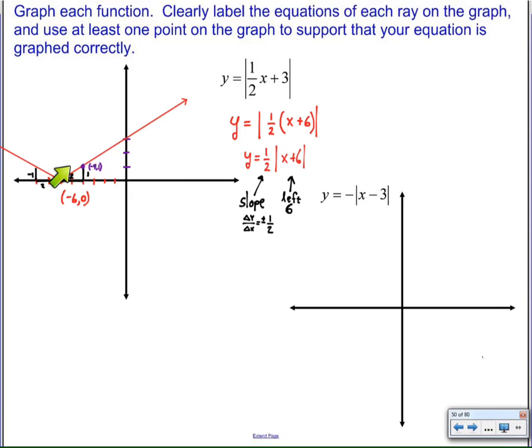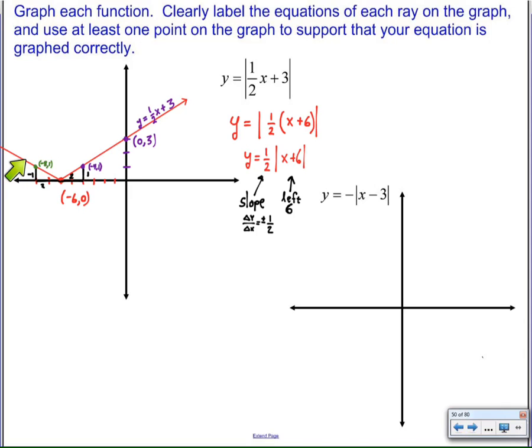Then I label a couple of points to show I'm legit, and also I can count over 2 up 1, over 2 up 1, and be sure that my y-intercept is going to be at (0, 3). Now I finally examine the rays that exist here, and I recognize this has a slope of 1/2 by design and a y-intercept of 3, so it represents this equation, y equals 1/2 x plus 3.